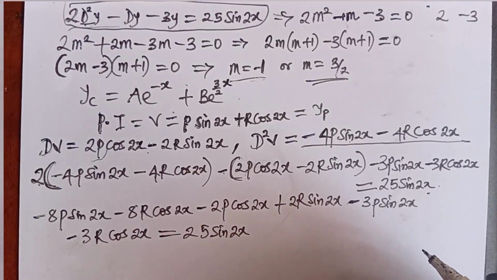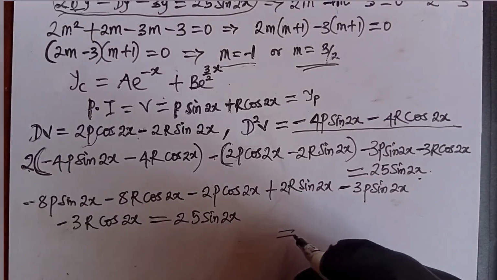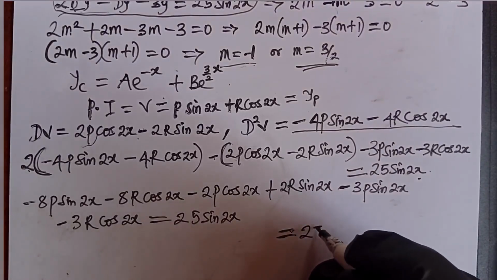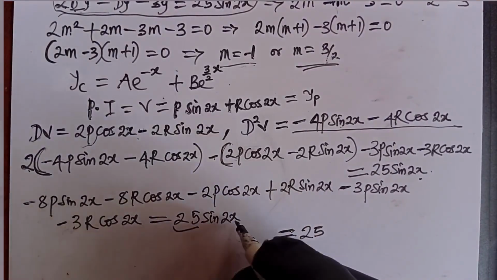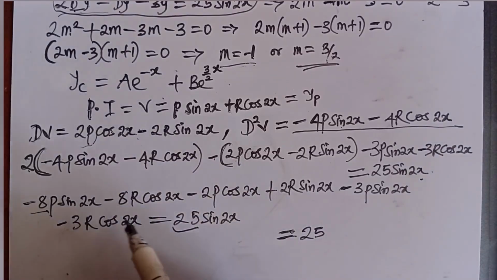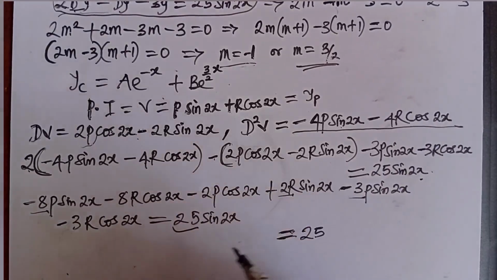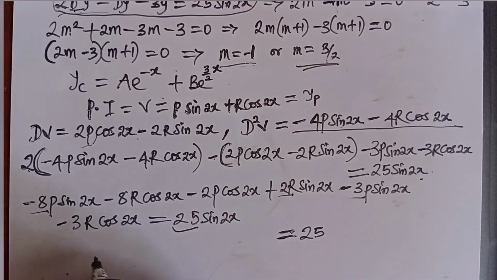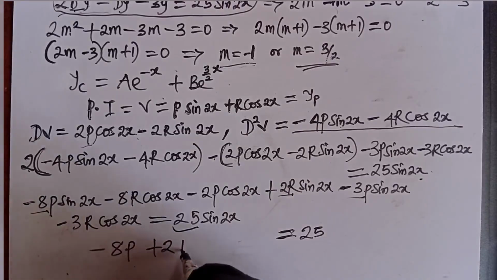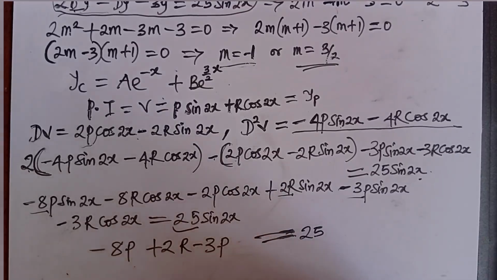All right, let's equate coefficients. At the right hand side, for sine, we have 25. Look at it for sine, the one that has to do with sine 2x. Then on the left hand side, we have minus 8p, we have 2r, we have minus 3p. So let's go. Minus 8p plus 2r minus 3p is equal to this 25.